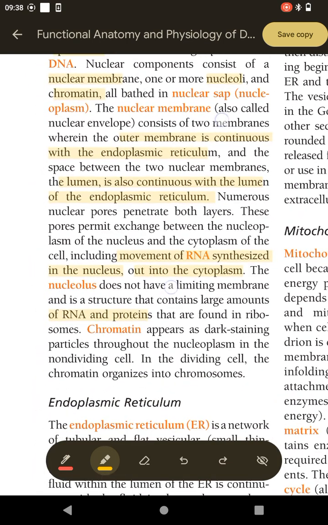The next is chromatin. What is chromatin? Chromatin appears as dark staining particles throughout the nucleoplasm in the non-dividing cell. Very important thing: in a normal cell, there are two phases, the dividing phase and the resting phase. The cell which is in the dividing phase has chromatin organized into chromosomes. You will study the chromosomes in the cell division chapter.